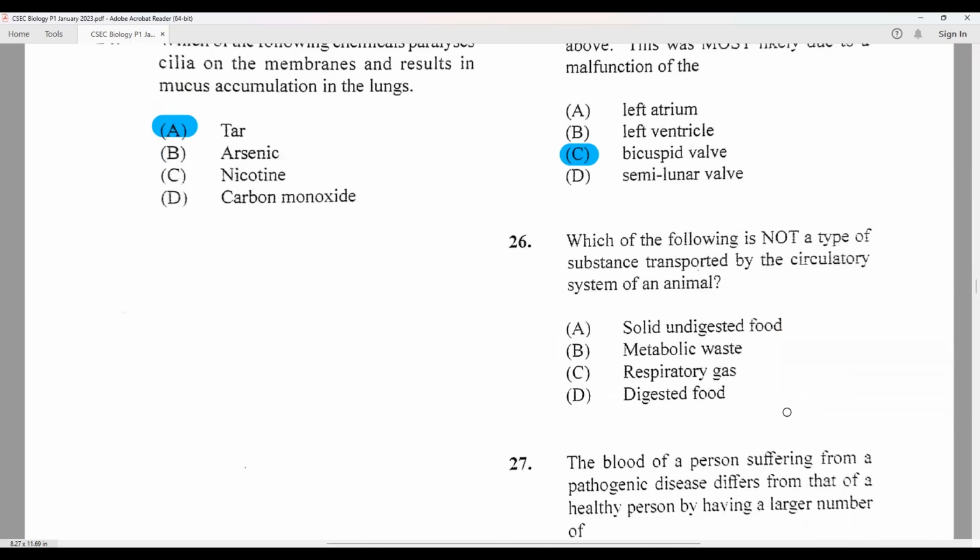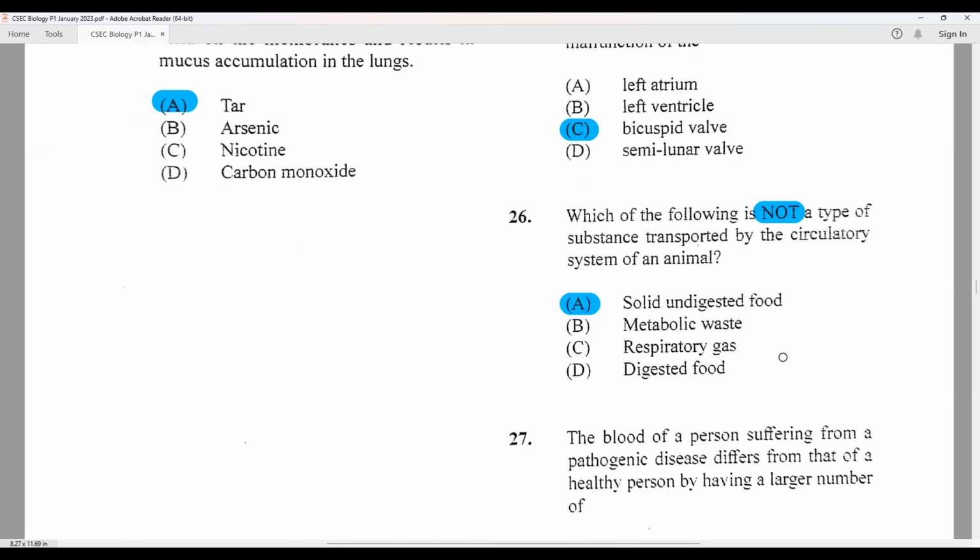Which of the following is not a type of substance transported by the circulatory system of an animal? And they are asking for not transported. The one that is not transported is solid, undigested food. That is literally food, right? Food in its macro form. So you don't transport corn and everything through the circulatory system. You have to break it up. You transport glucose or amino acids, but not undigested food.